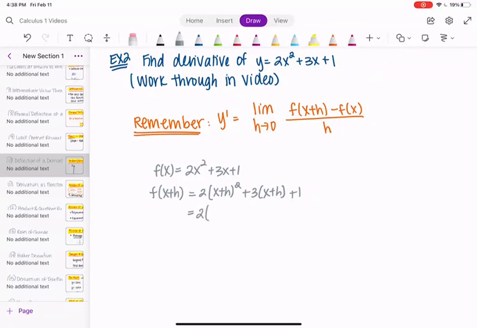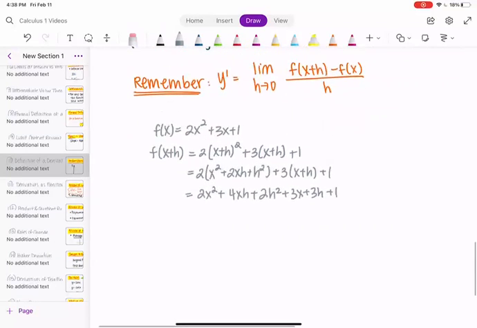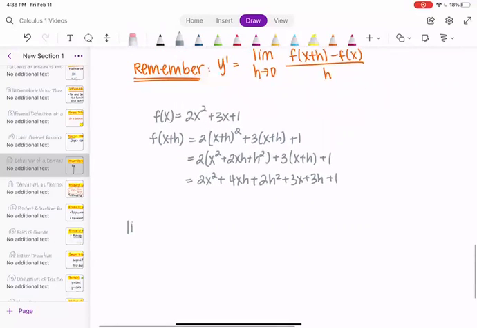So remember, (x plus h) squared is x squared plus 2xh plus h squared, plus 3x plus h plus 1. So we have 2x squared plus 4xh plus 2h squared plus 3x plus 3h plus 1. And it doesn't look like any of those can cancel as they're written. So now it's time to plug in both of these values into our equation, right?